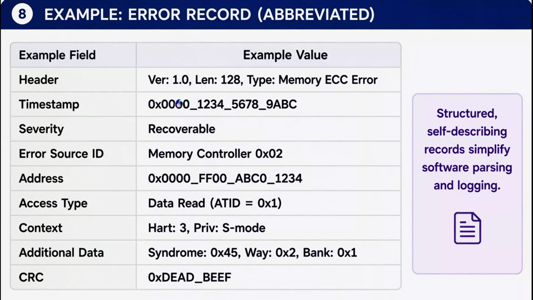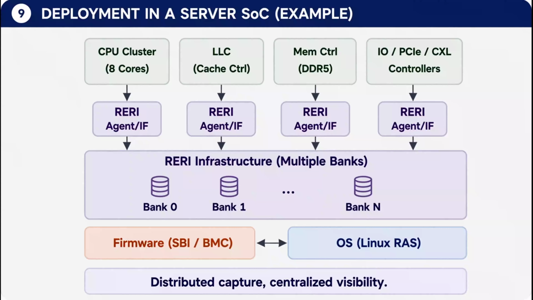Here, an example error record is shown. Here, an example deployment in a server SoC is shown. An 8-core CPU cluster, last level cache controller, DDR5 memory controller, and the I/O complex each have their own RERI agent and interface, feeding a shared RERI infrastructure with multiple banks. Firmware, the SBI or BMC, reads them and surfaces a unified view to Linux RAS. With RERI, you have a distributed capture with centralized visibility.